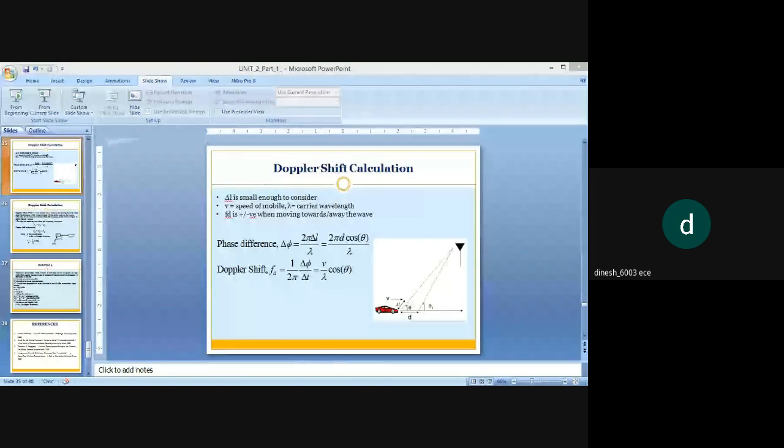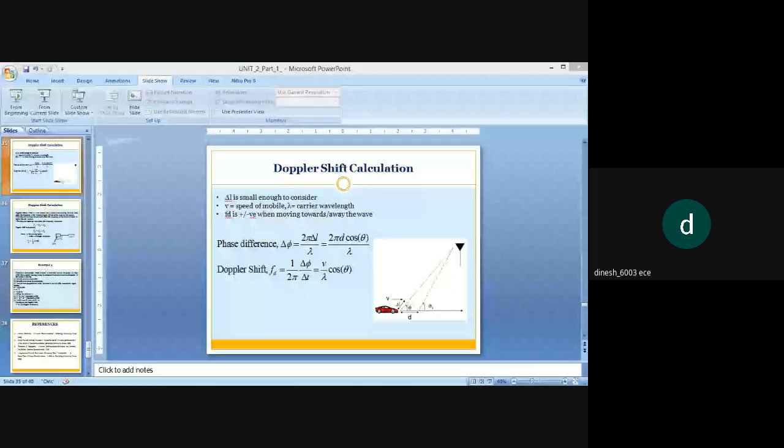So this is an example. The Doppler effect is that when a wave source and receiver move relative to each other, the frequency of the received signal will not be the same as the source. When they are moving towards each other, the frequency of the received signal is higher than the source. When they are moving away from each other, the frequency decreases. The Doppler shift in frequency can be given as FC minus FD, and FD can be calculated by V by lambda cos theta.